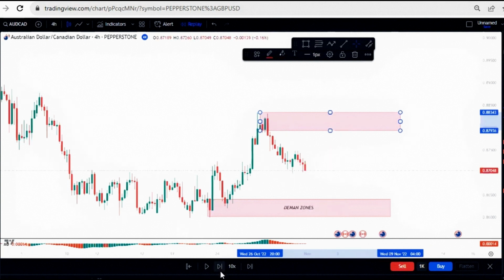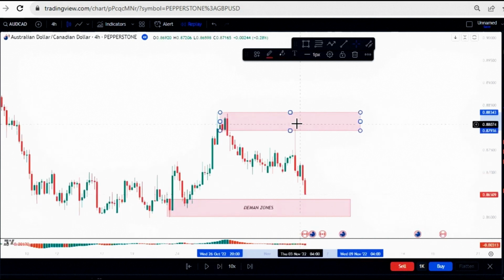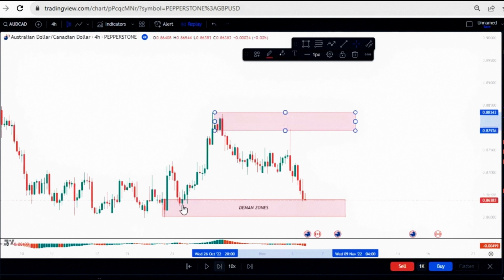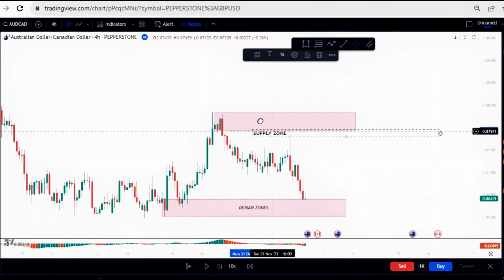In this example, the price came back to this area, and what you see is that the price very fast rejected the area and continued to go down, seeking the next demand zone. So here we have a supply zone. We have a supply zone here.